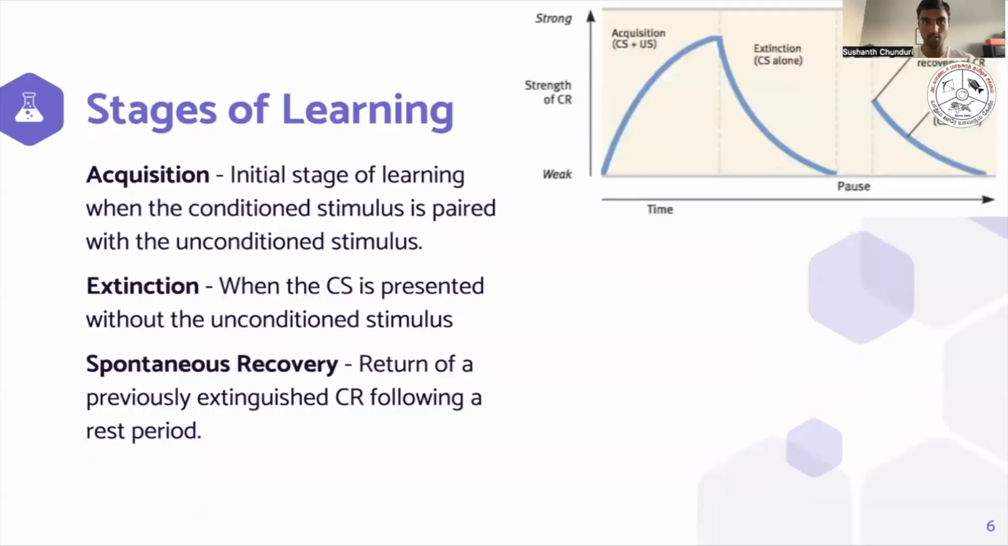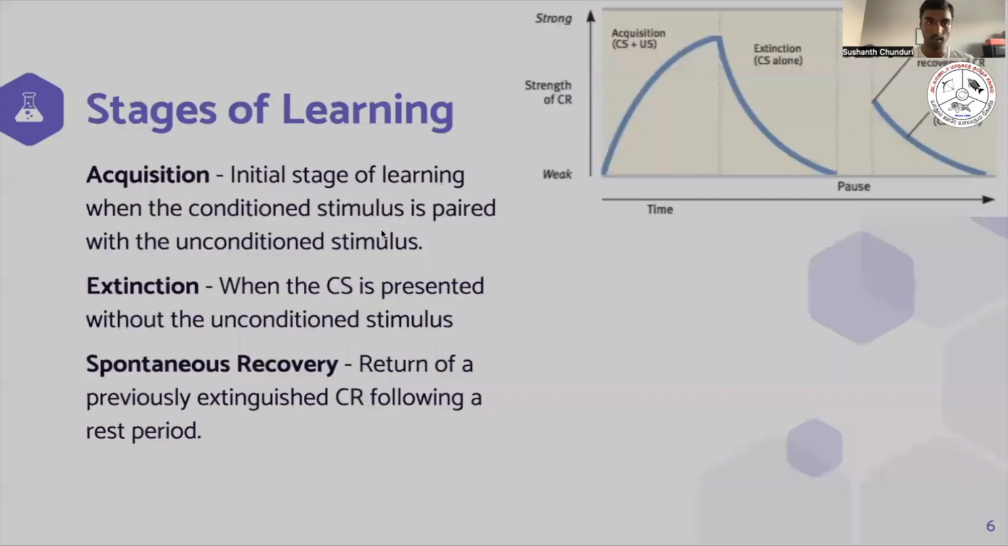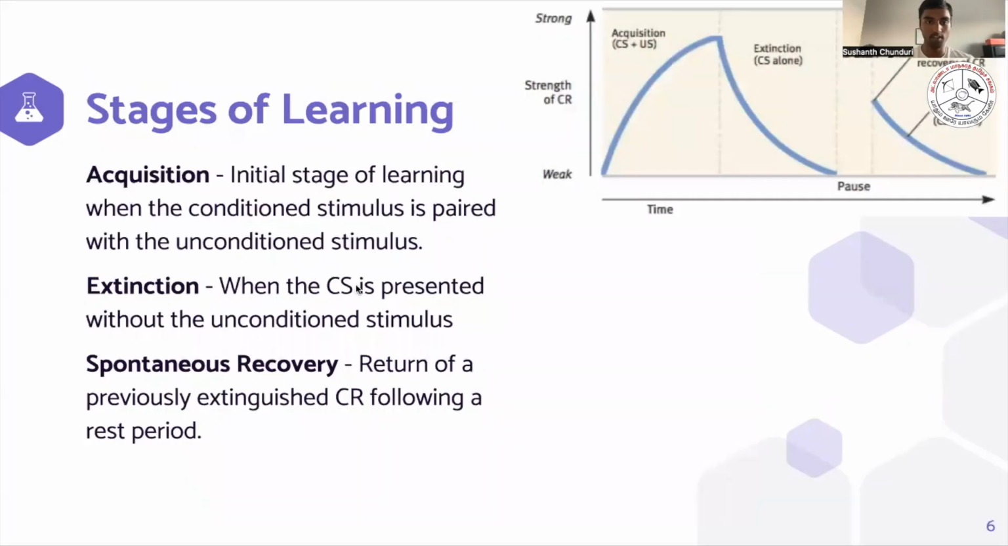So there are stages of learning. The first stage of learning is acquisition, where learning takes place and the unconditioned stimulus is paired with the conditioned stimulus. So if we go back here, the conditioned stimulus is our whistle, right? Then extinction happens whenever the conditioned stimulus is presented without the unconditioned stimulus. So say I ring that bell a couple of times and I don't give it food afterward, then the dog is going to start to disassociate. It's not going to associate the bell with food anymore because it wasn't paired together anymore.